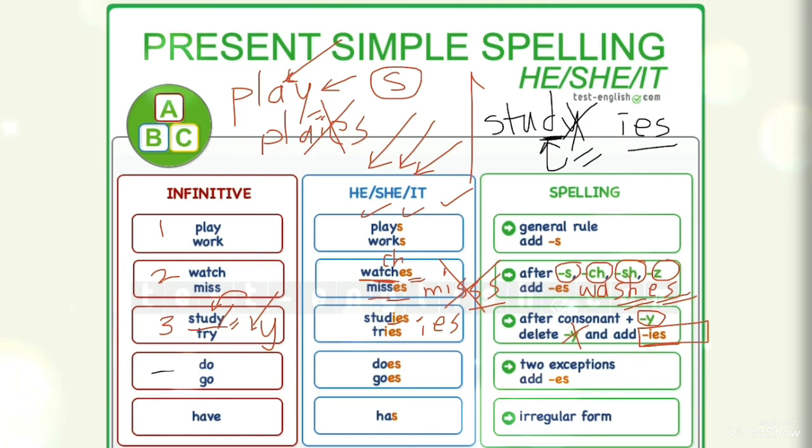Number 4 here, do and go. If I have do and go, they are two exceptions. This verb ends with letter O, so I will put ES. I cannot put do-s or go-s. No, it will be goes or does. So I will put ES. And I have one exception with have. With he, she, and it, it will be has. So this is irregular.